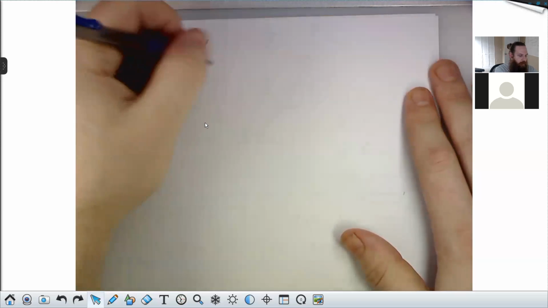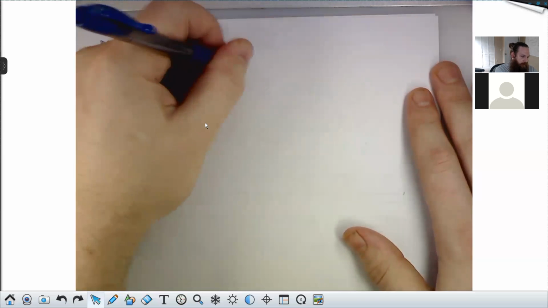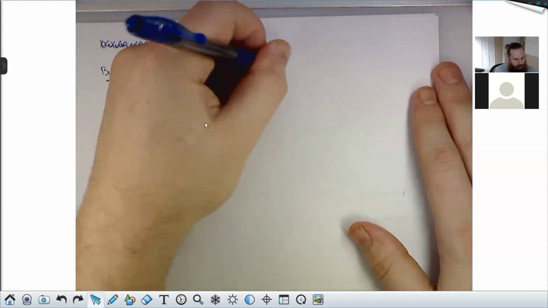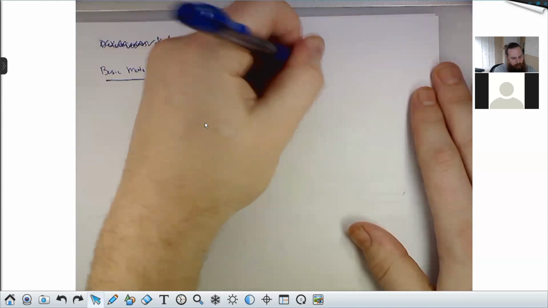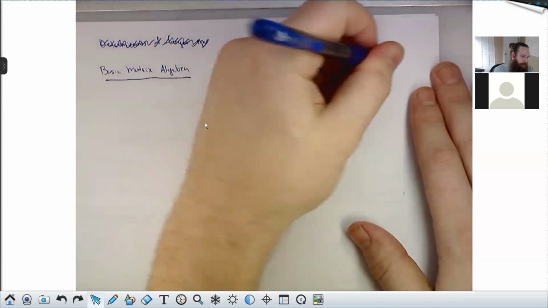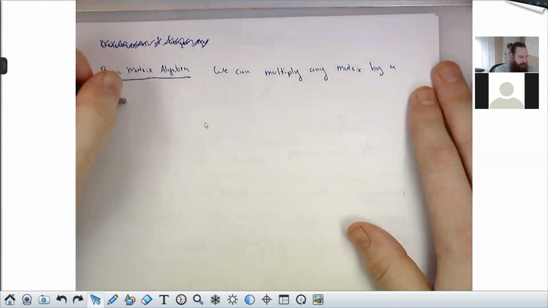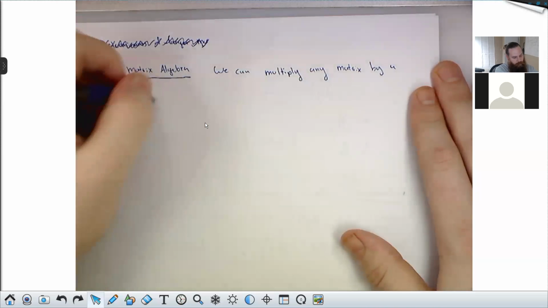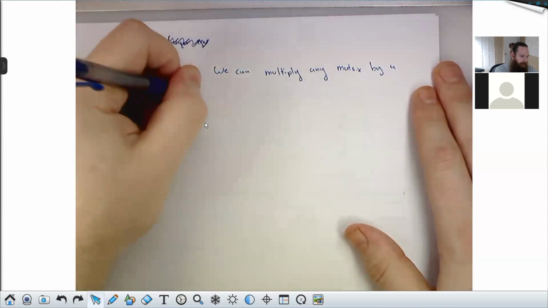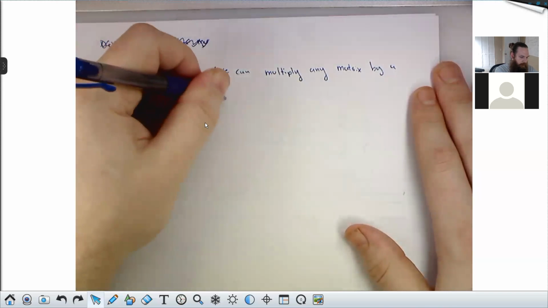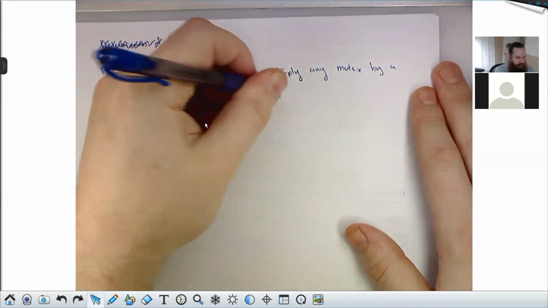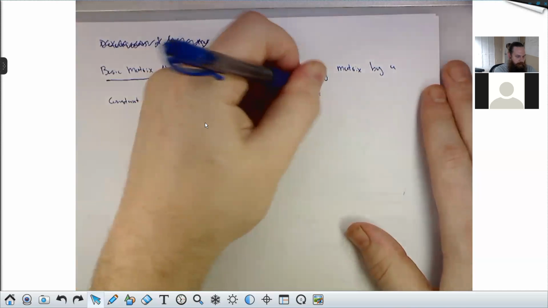All right, so if you want to add two matrices, we'll start with multiplication by a number. Multiply any matrix by a constant according to the rule, just by multiplying all its entries by that constant.